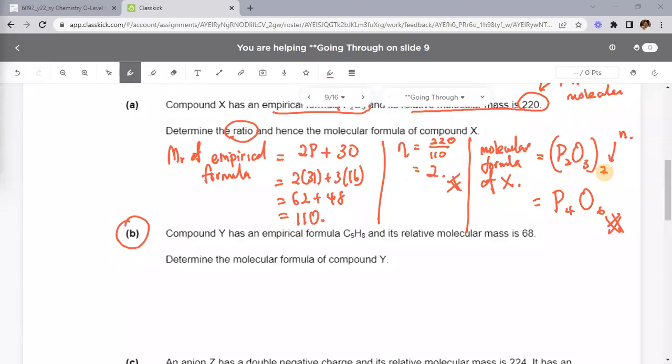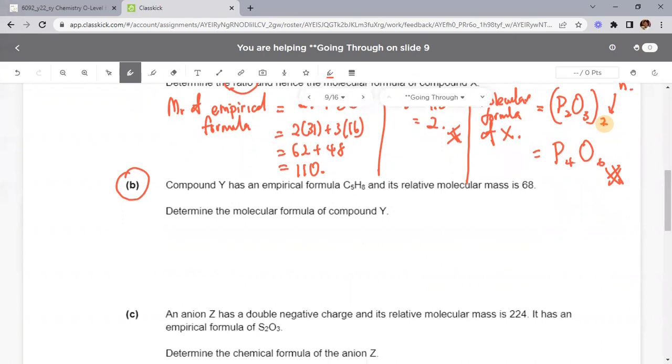Okay, let's carry on here. Hopefully you're done with this, but let's give it a try. The molecular compound Y has an empirical formula C5H8. Relative molecular mass is 68. So this is the Mr of the molecule. Determine the molecular formula of compound Y. To know the molecular formula of Y, there's one step I need to do, which is to find n first. I need to find the ratio. If I don't have the ratio, I cannot find the molecular formula. The steps are exactly the same as above. The first step, find the Mr of the empirical formula.